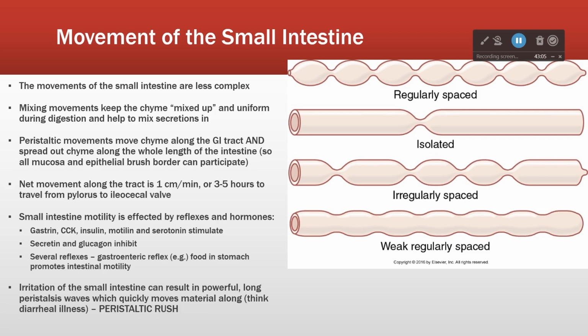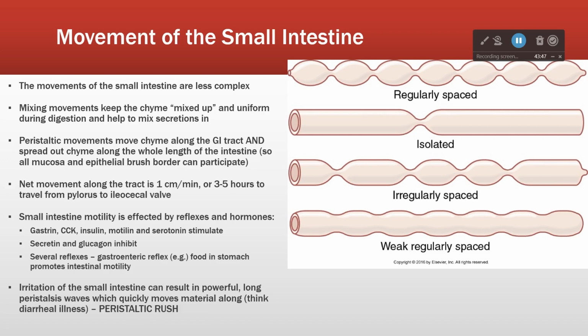Now, small intestinal motility is affected by a lot of things, right? So gastrin, CCK, insulin, motilin, and serotonin, yes, serotonin, like the same one from the brain, all stimulate intestinal motility, right? This serotonin is one of the reasons why serotonin-affecting medicines are used in irritable bowel syndrome, for example, because if you change the serotonin dynamics, you can reduce some of that stimulation. All right, so those are all stimulators.